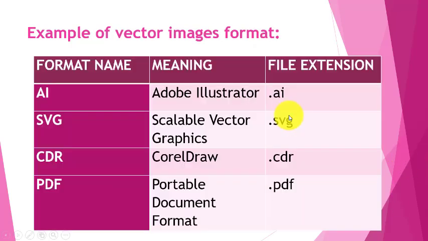Okay, let's move on. What are the examples of vector image formats? We have AI. AI is Adobe Illustrator format, and the file extension is .ai. Usually the first section is 3 letters, but for AI it's just 2, .ai. Then you have SVG, Scalable Vector Graphics. Then we have CDR, CorelDRAW format, and we have PDF, Portable Document Format.